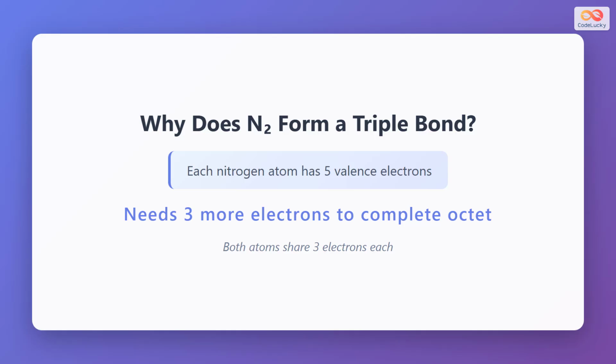To understand why nitrogen forms a triple bond, we need to look at its electron configuration. Each nitrogen atom has 5 valence electrons in its outermost shell. However, to achieve a stable configuration, nitrogen needs 8 electrons in its valence shell, following the octet rule. This means each nitrogen atom needs 3 more electrons to be stable. When 2 nitrogen atoms come together, they each share 3 of their electrons with the other atom. This mutual sharing creates 3 bonding pairs, allowing both atoms to complete their octets and achieve stability.